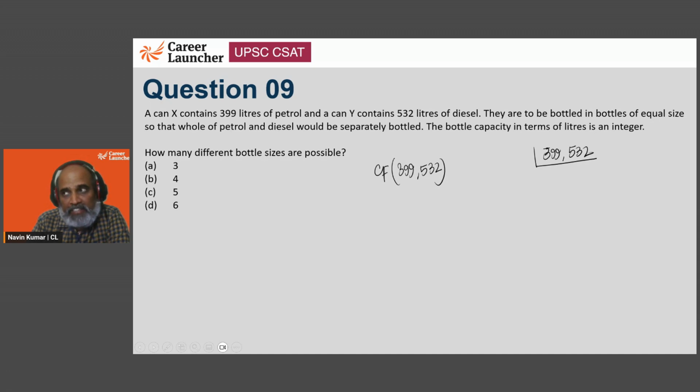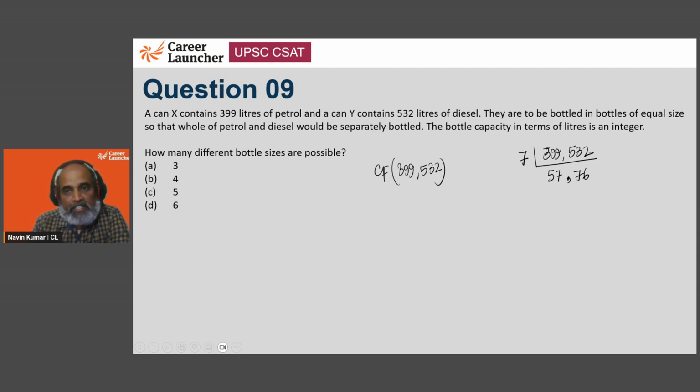So for 399, it's going to be 35 plus 49. So yes, it's divisible by 7. For 532, it's going to be 49 plus 42. Yes, it's also divisible by 7. So this is going to be 7 into 5, 35, 7 into 7, 49, and then we will have 42, so that is going to be 76.